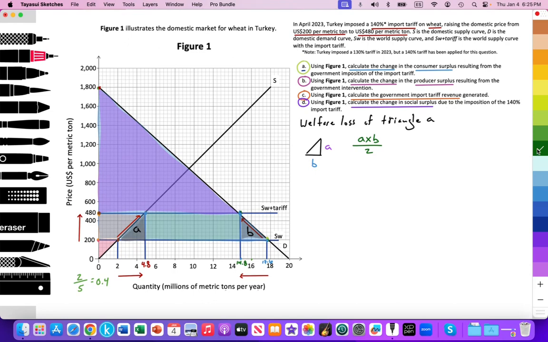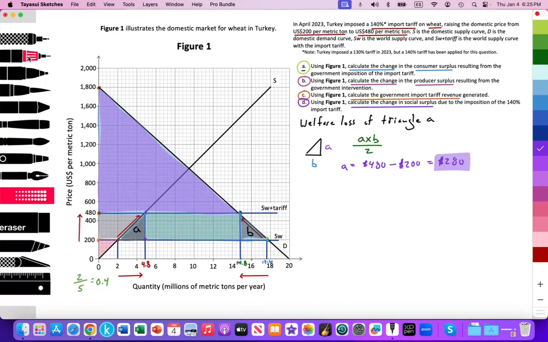Okay, so let's go ahead and figure this out. So A, the height of A in this case, that height is equal to 480 minus 200. There's that height there. So we're going to do 480 minus 200, that equals 280. So there we have the height. Perfect.